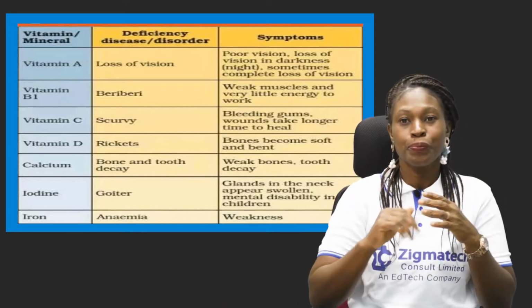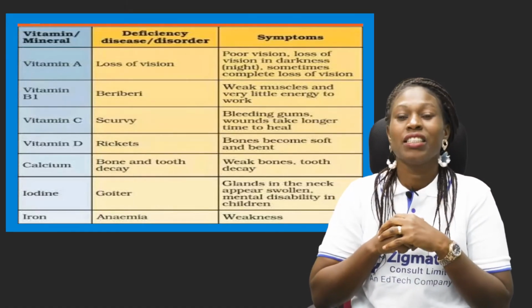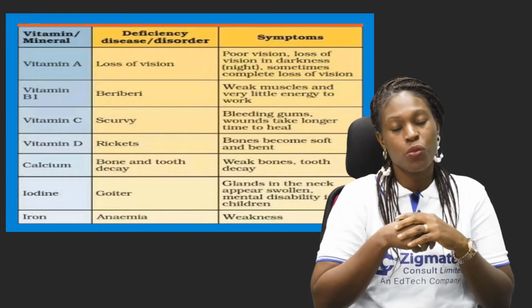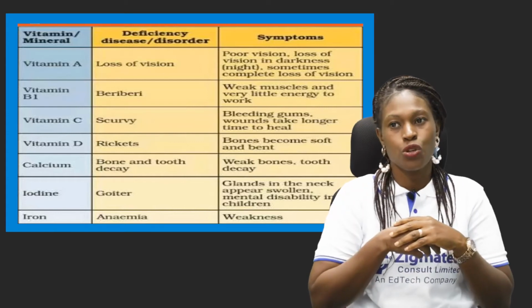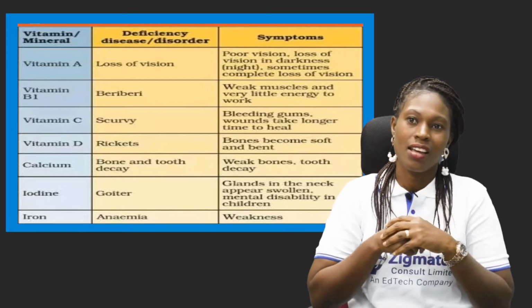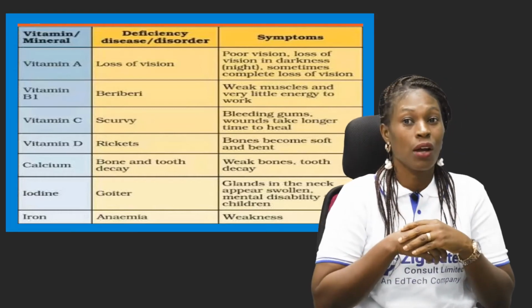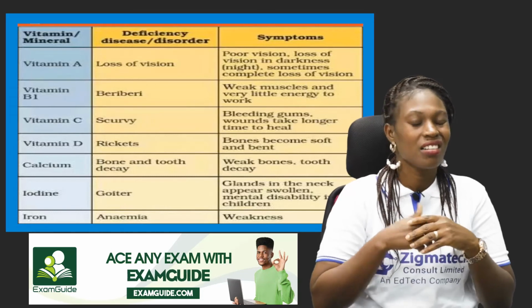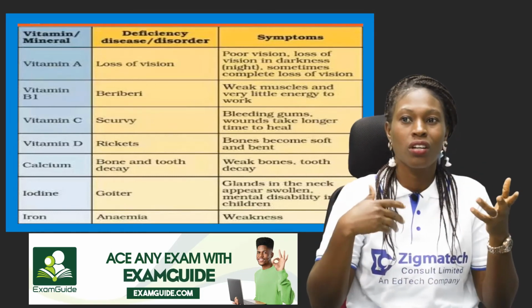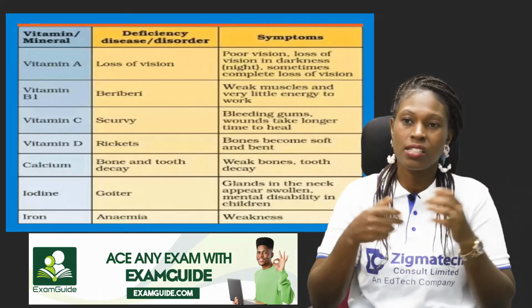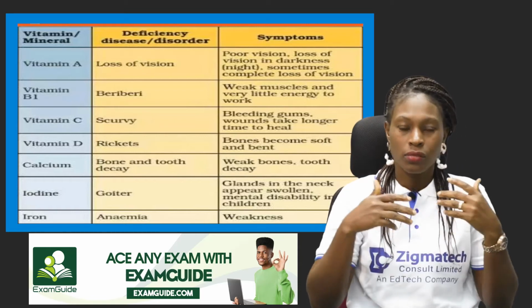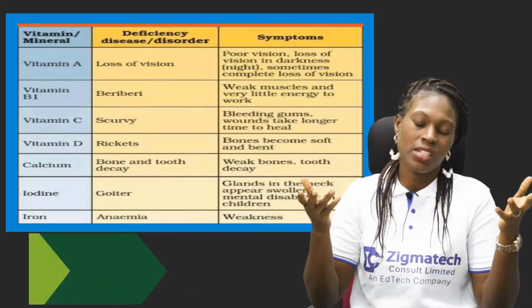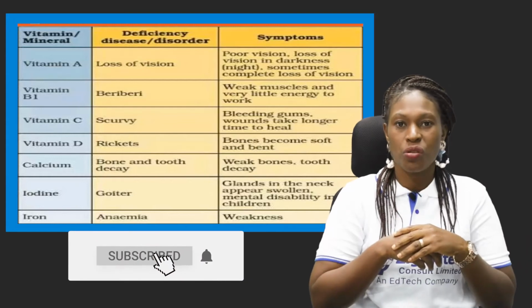So let's look at the deficiencies when you don't have some of these vitamins in your body. Now for vitamin A, the deficiency associated with lack of vitamin A is loss of vision, okay? The symptoms are poor vision, maybe in the dark you can't see so much, and sometimes, if not treated, it could be a complete loss of vision.